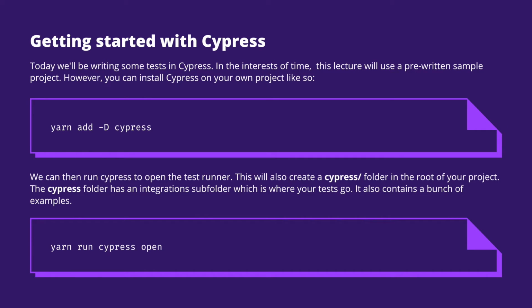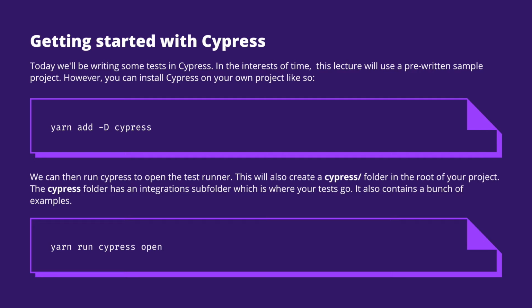Okay, let's get started. Today we'll be writing some tests in Cypress. In the interest of time, I pre-wrote an application. It'll be available on the GitLab. However, you can install Cypress on your own projects really easily using yarn add Cypress with a capital D flag to make it a dev dependency.